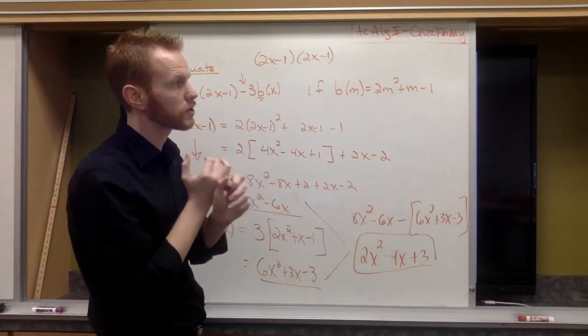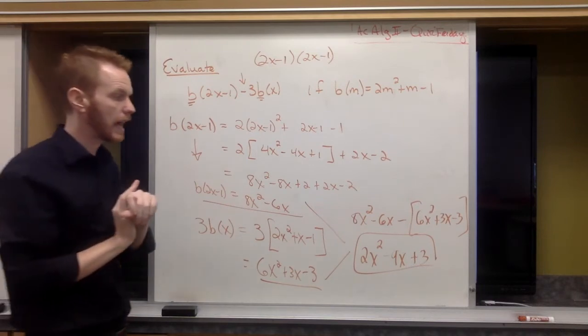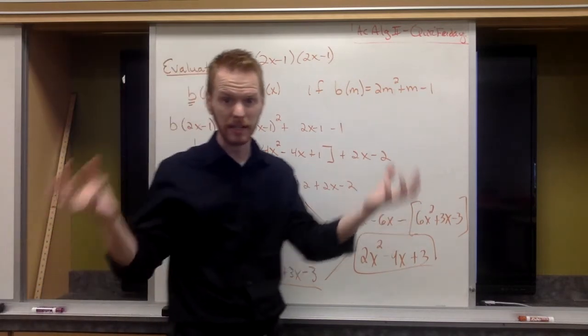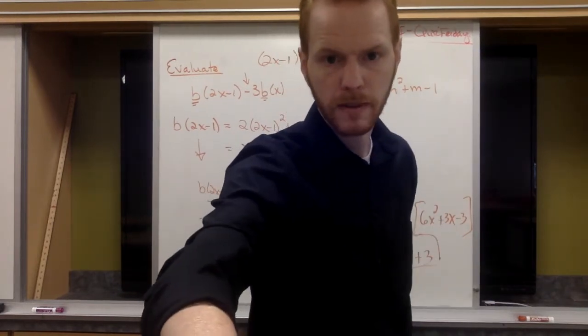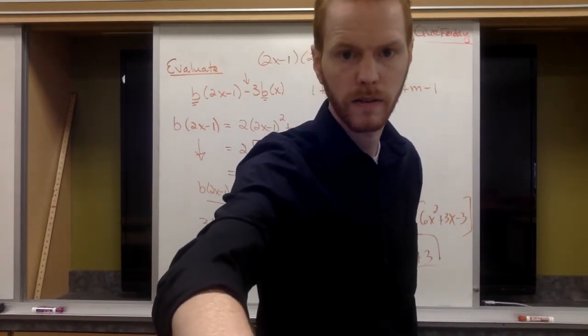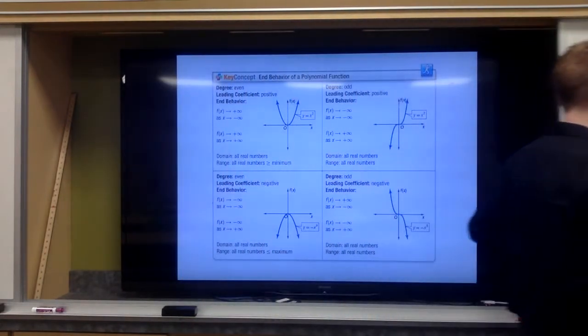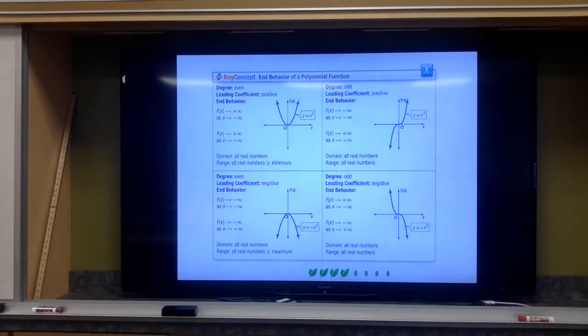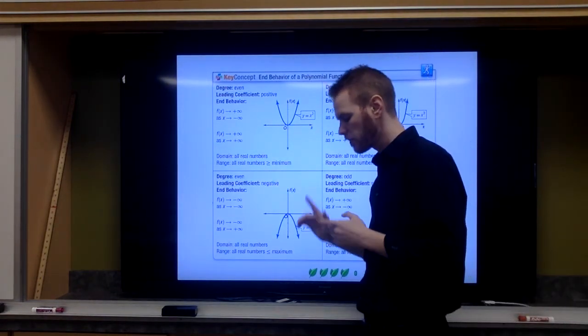We discussed how to classify a polynomial function. Now let's talk about the graphs. We're putting everything together now. Let me get to that slide. Okay, so let's take a look at it. End behavior. A lot of information on this graph.